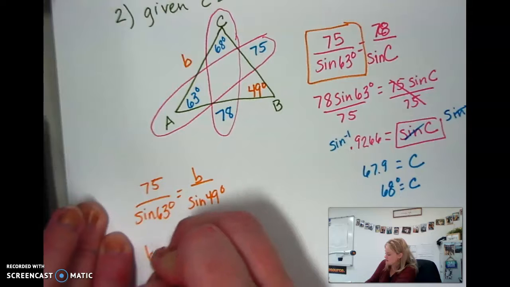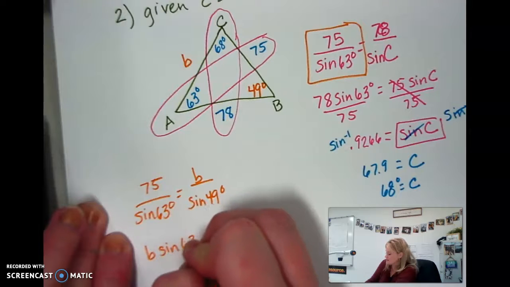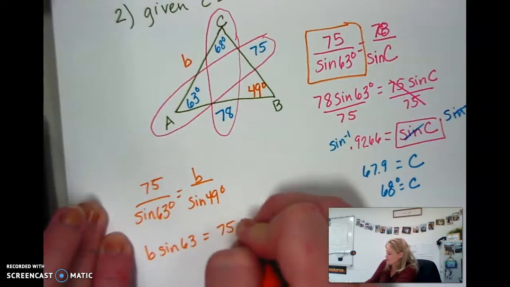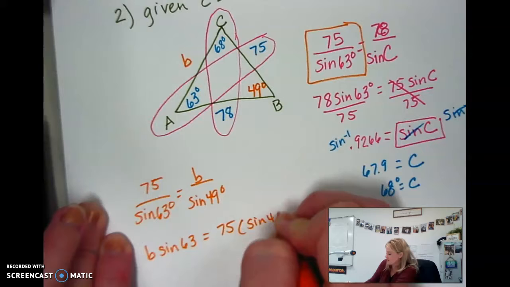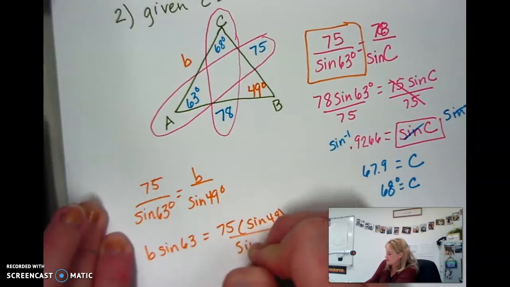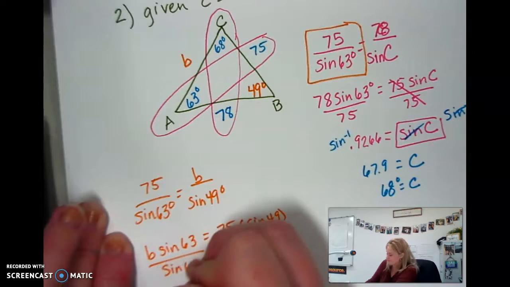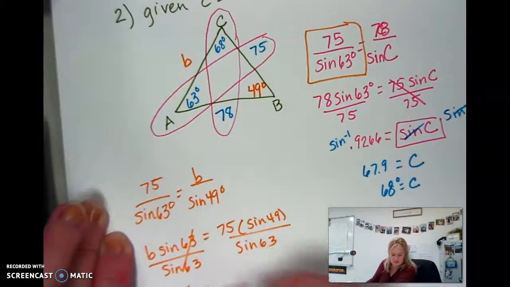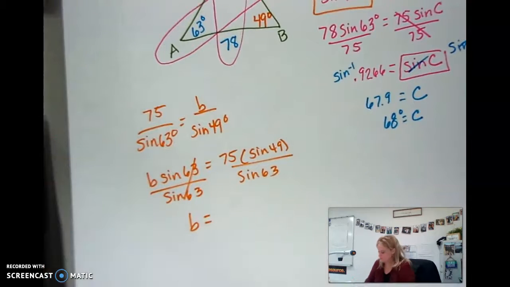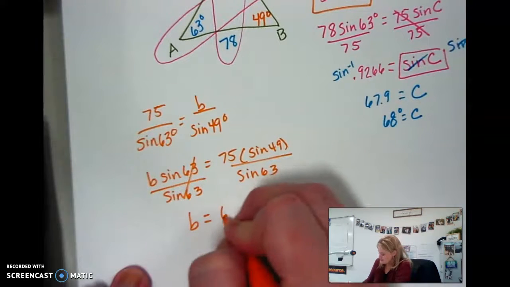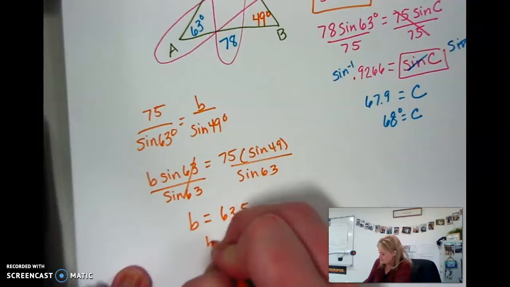Cross multiply and divide both sides by the sine of 63. And B equals 63.5, or we'll say 64.